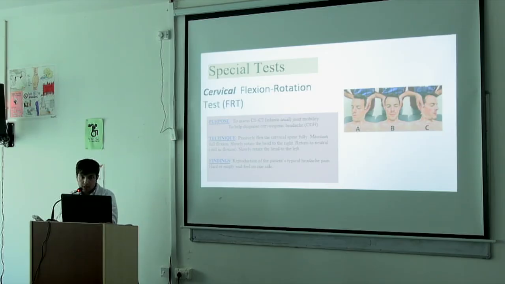Then we bring it to the neutral position while keeping the cervical flexion, and then completely rotate the head to the left side. Then we bring the head back to neutral and extend the head to the initial position. The finding of the test is reproduction of the patient's headache pain. The patient was complaining of a certain pain, and that same pain will be reproduced during this movement, towards one side, because in this case it is the left side.